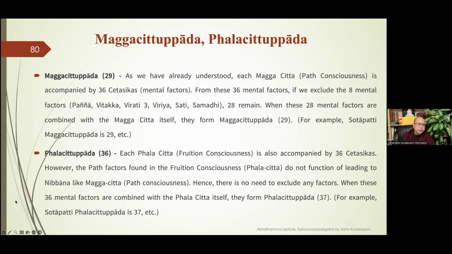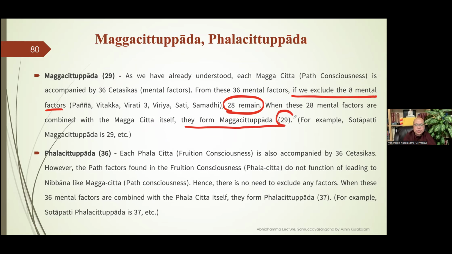So if we exclude the eight mental factors, 28 remain. When these 28 mental factors are combined with the Magga Citta itself, they form Magga Cittuppada, 29. For example, Sotapatti Magga Cittuppada is 29, and Sakadagami Magga Cittuppada is also 29. So that is Magga Cittuppada. Next, let me finish this one. We can finalize next time.